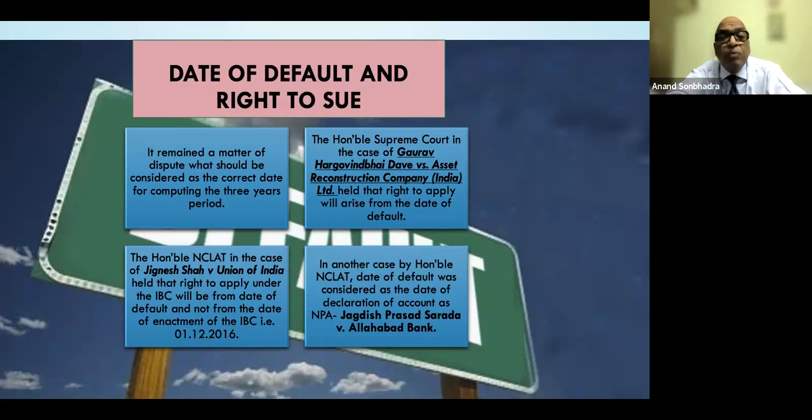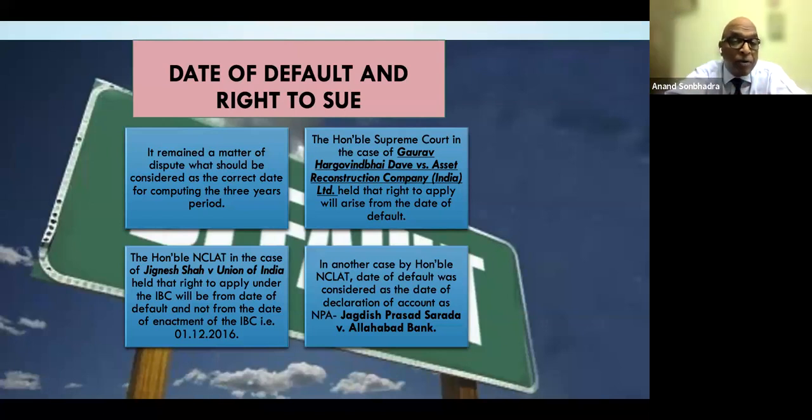The Honorable Supreme Court in the case of Gaurav Hargovind Bhai Dave versus Assets Reconstruction Company held that right to apply will arise from the date of default. That means the period runs from the date of default. Similarly, in another case, Honorable NCLAT in Jignesh Shah versus Unifin held that right to apply under the IBC will be the date from default and not from the date of enactment of IBC.